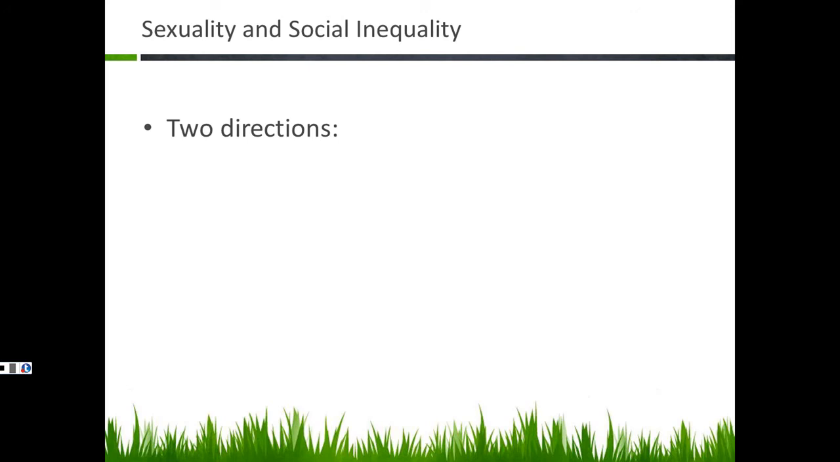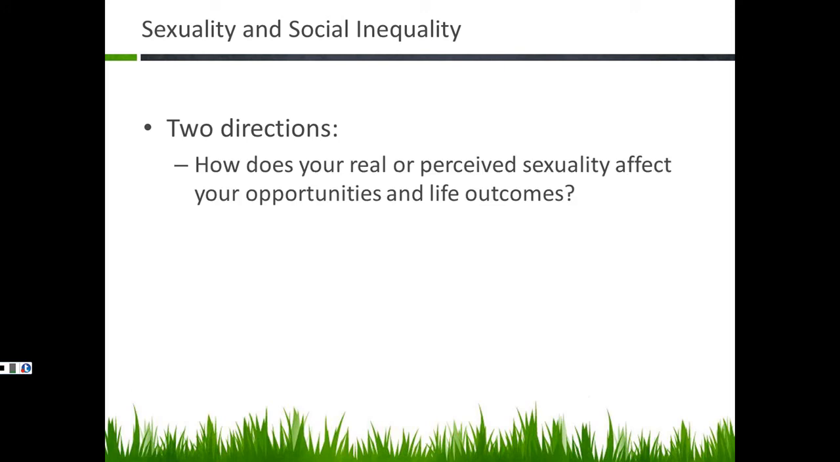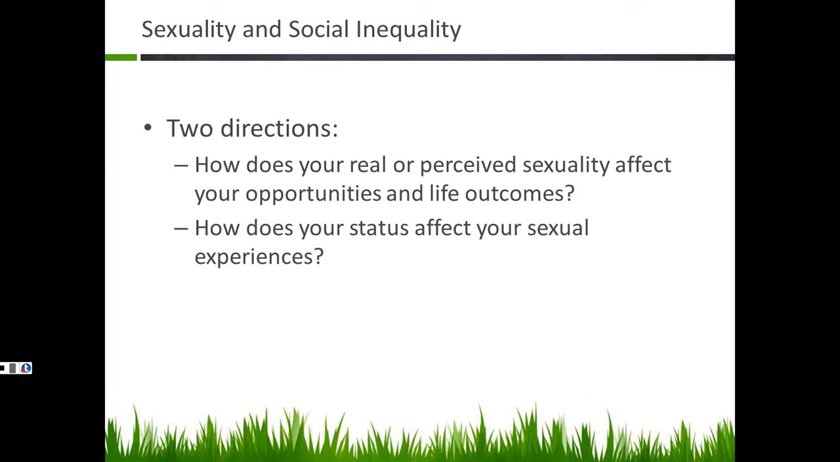In terms of sexuality, this works in two directions. First, how does your real or perceived sexuality, that is what people assume about your sexuality, whether it's accurate or not, affect your opportunities and life outcomes? And then two, how does your status affect your sexual experiences? Could where you are in life actually affect your sexual opportunities, your sexual health?